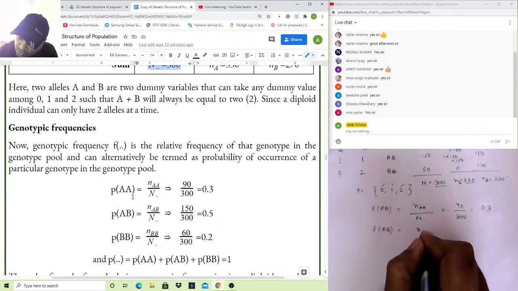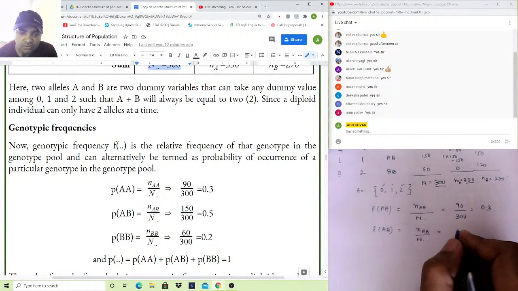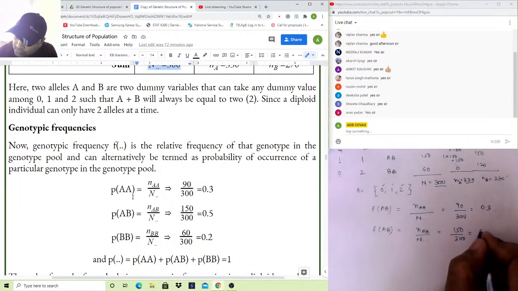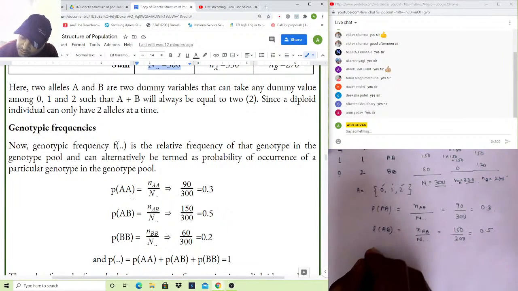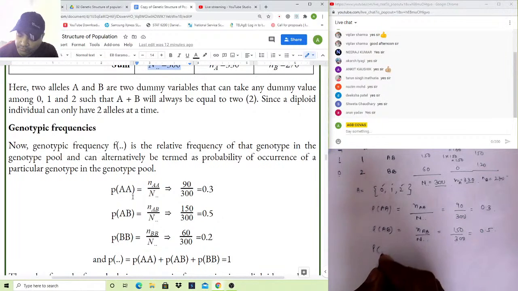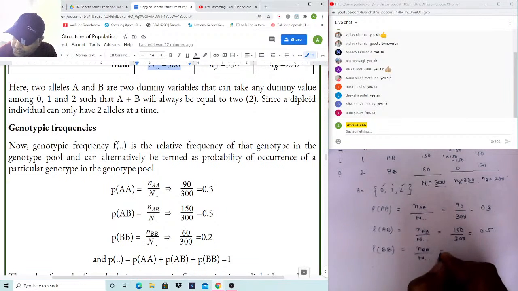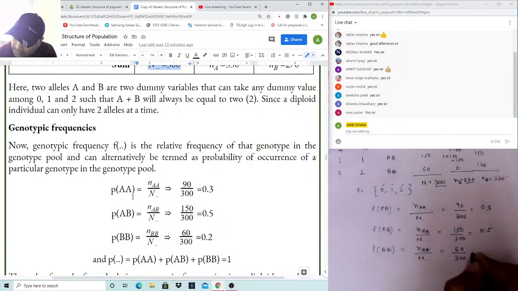Similarly for the heterozygotes AB, it will be equal to the number of heterozygotes divided by the total number of individuals in the population. It will be 150 divided by 300, which is equal to 0.5. And when we calculate the genotypic frequency of the recessive, BB, it will be the number of genotypes with BB genotype divided by the total number of genotypes. So it will be 60 divided by 300, which is equal to 0.2.